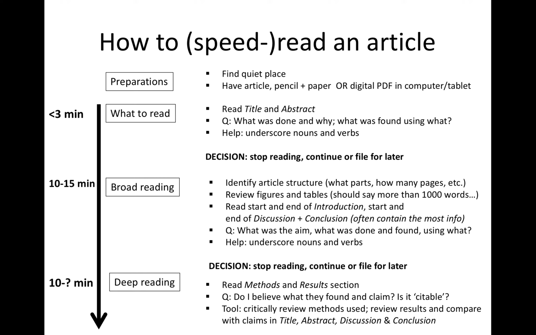I would also read the start and the end of the discussion, plus a potential conclusion part, because these often contain the most information about, for example, what was actually found and how this is important for the broader research field. And the guiding questions you can use here: what was the actual aim? What was actually done by the authors? What did they actually find? And what tools did they use? And here too it can help to underscore nouns and verbs, for example. And then you decide again: should I stop reading, continue, or file this for later?